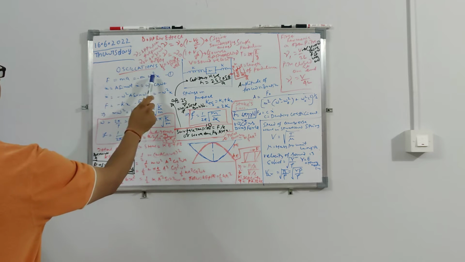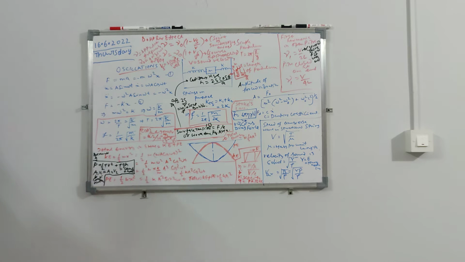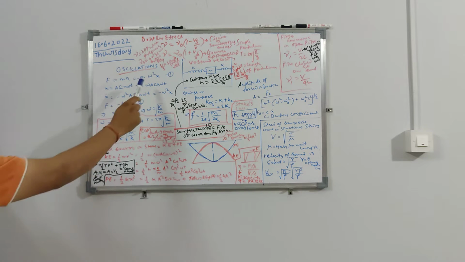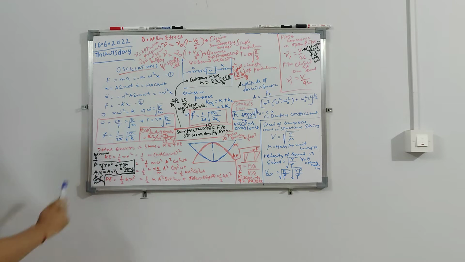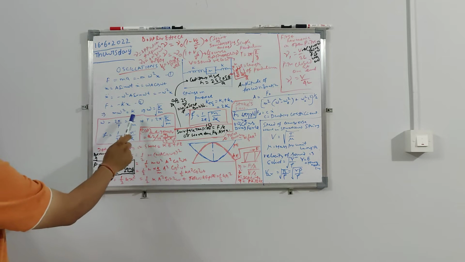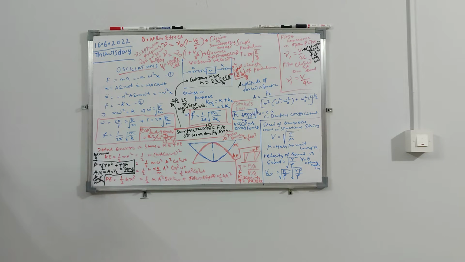So how did I get m omega square x? Because x double dot is equal to omega square x. By replacing acceleration as omega square x, I got m omega square x. Now I am comparing these two, and I am finding omega equal to square root of k by m. That is your angular frequency, whose unit is radian per second. That you have to remember.